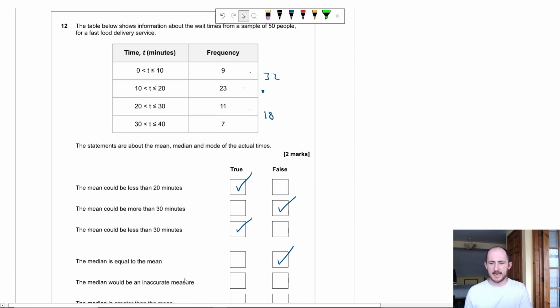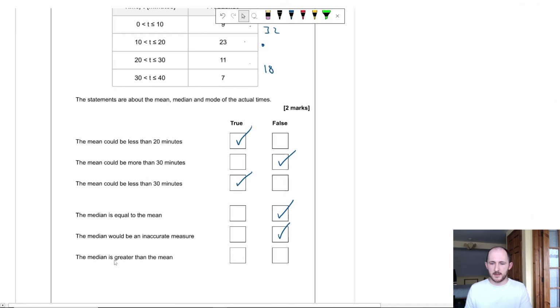The median would be an inaccurate measure. I mean, I can't really imagine why it would be inaccurate, per se, but you would get a range, you wouldn't get an exact value, right? So this would be false. So it's not inaccurate by any means necessary, but you wouldn't get a precise value. And lastly, the median's greater than the mean. Again, you can't actually say whether or not it is.